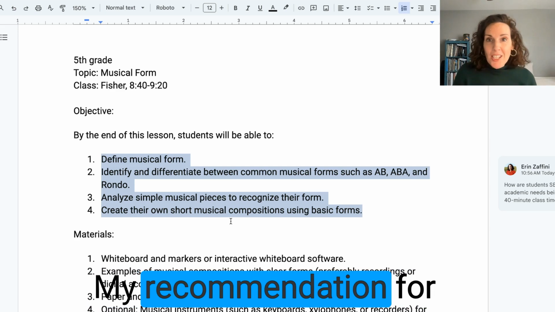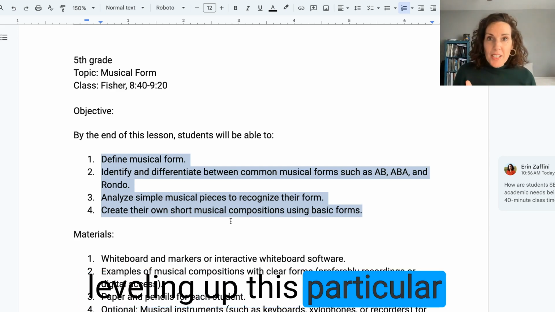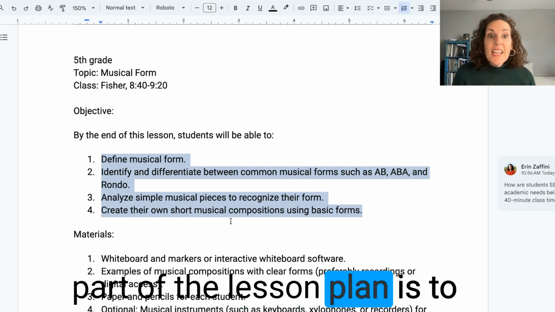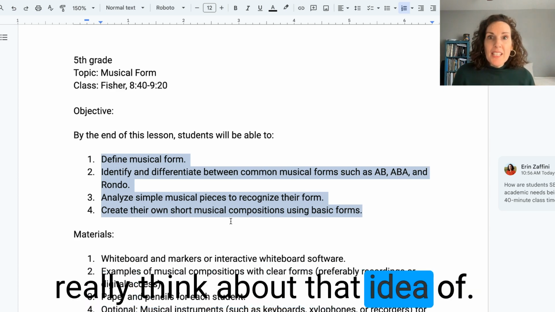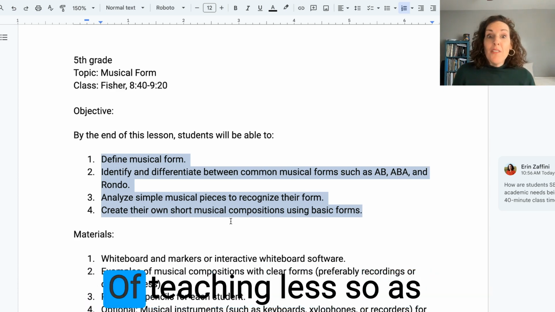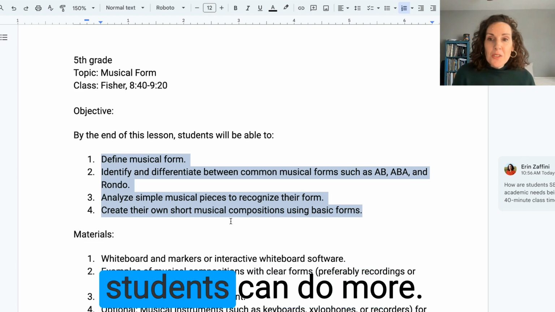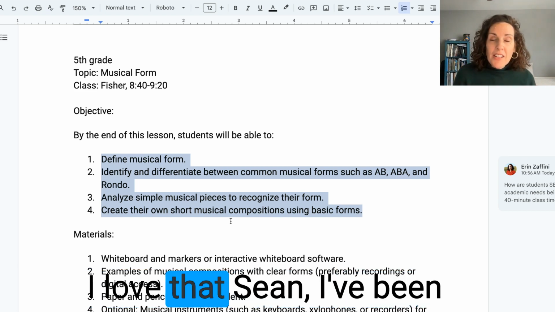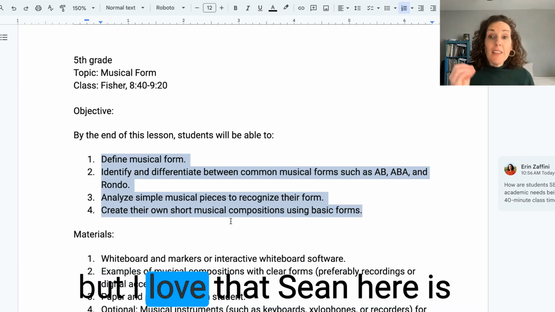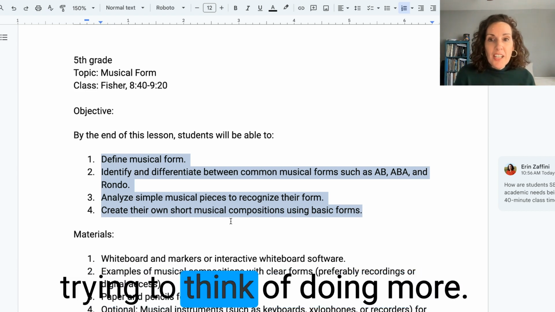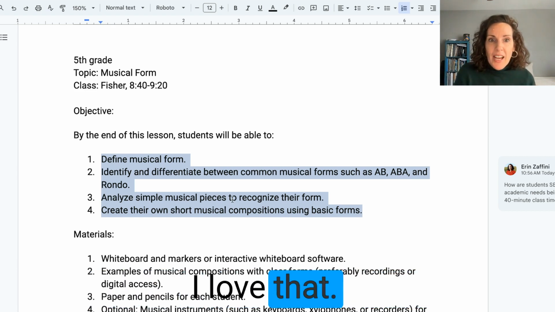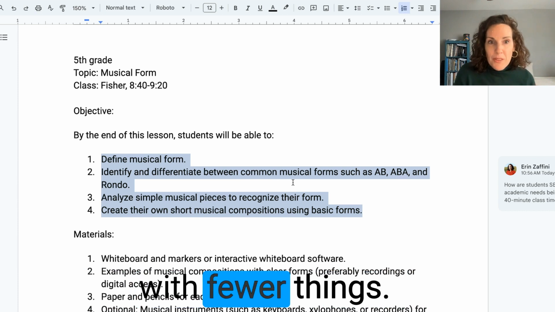My recommendation for leveling up this particular part of the lesson plan is to really think about that idea of teaching less so students can do more. I love that Sean, I've been working with Sean for a while, but I love that Sean here is trying to think of doing more. I love that, but maybe do more with fewer things.